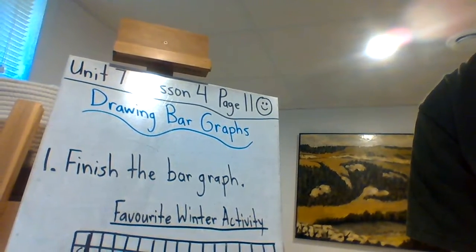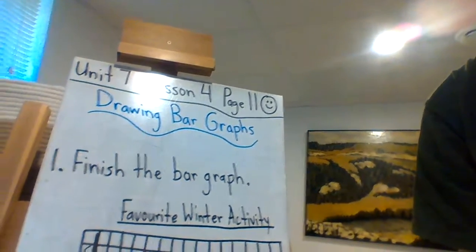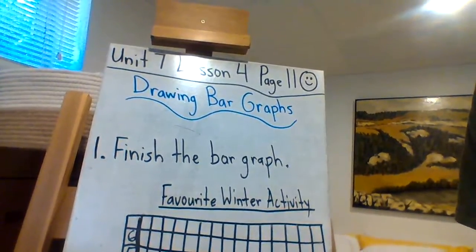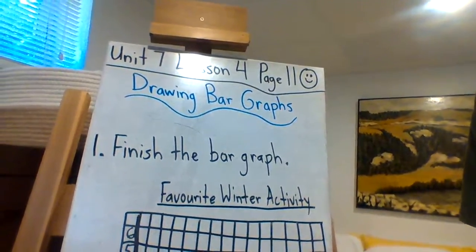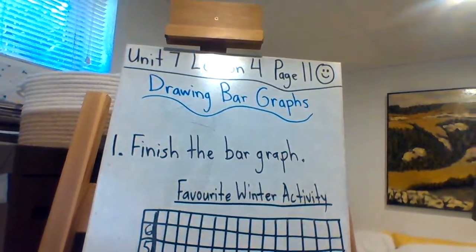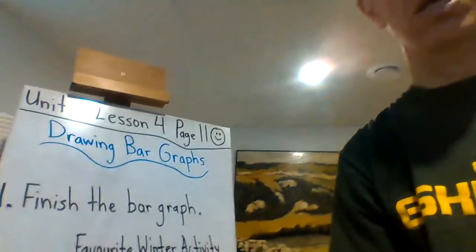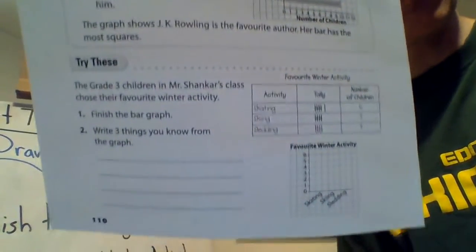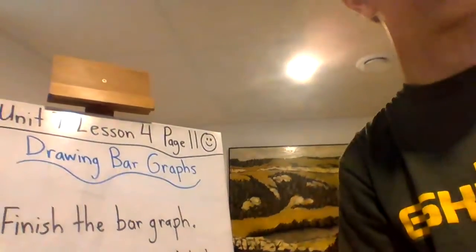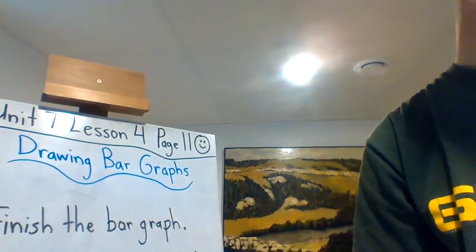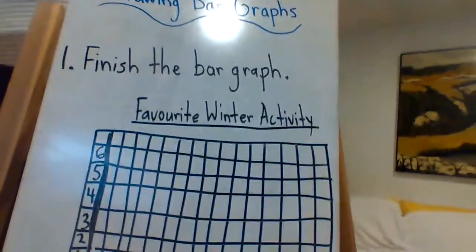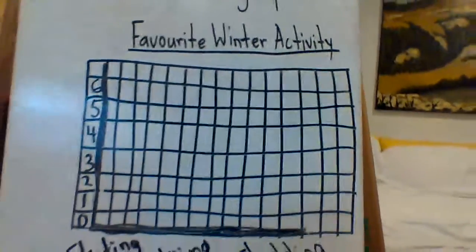And then we're supposed to color in, of course, one for each square. So, the children in grade 3 in Mr. Shanker's class chose their favorite winter activity. And you can see the graph there. And then we got to take the information from the tally graph and put it onto a bar graph. So here we go. We can't miss any steps here. Now we have some of it done, like I said, but we need more.